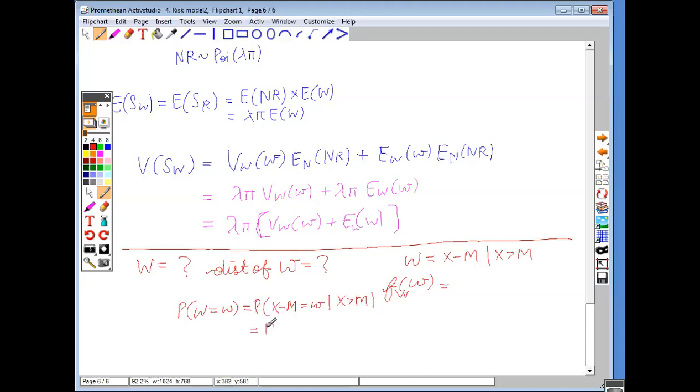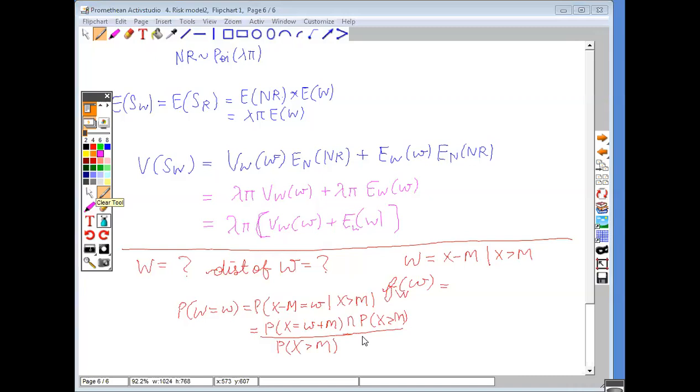Because M was just a constant, we wrote that this is equal to the probability of X taking a value w plus M, upon the probability of X being greater than M. So again, there would be an intersection here with the probability that X takes a value greater than M. We derived that my F of W was F of X at small w plus M, where M is another constant, upon the probability that I observe a value of X greater than M, which is 1 minus F of M. Does this ring a bell?